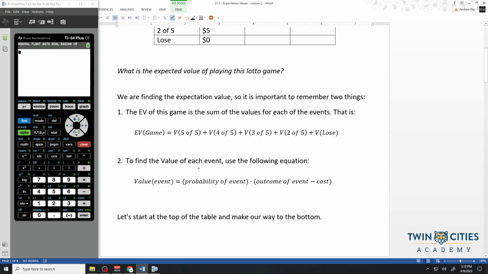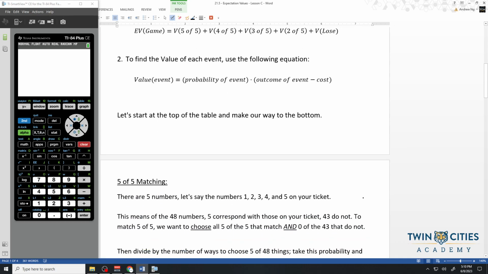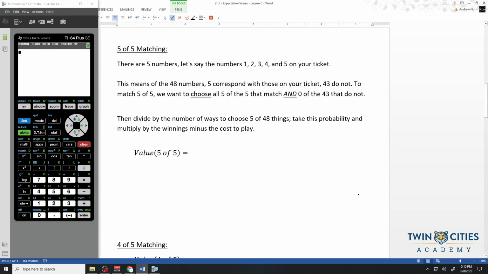And to find the value of each event, I use the following. The value of an event is equal to the probability of that event occurring times the outcome of that event minus cost to play. So we're going to start from the top of the table and work our way down to the bottom. So let's do 5 of 5.